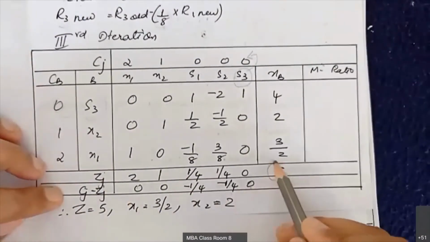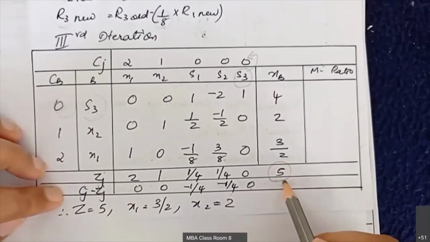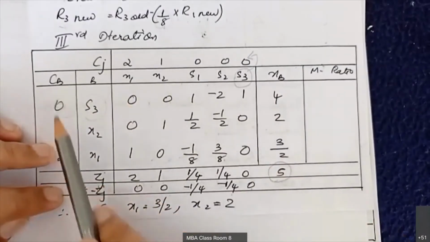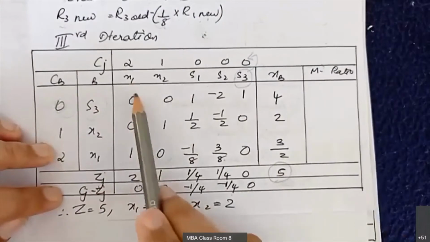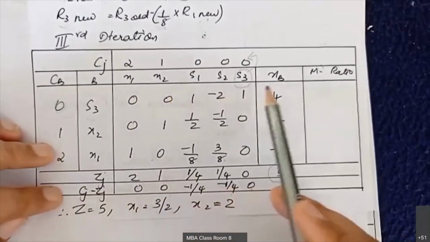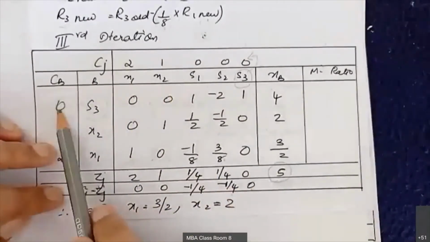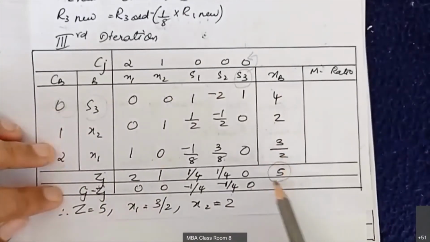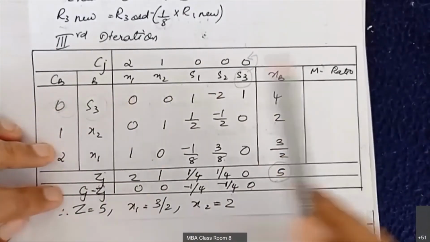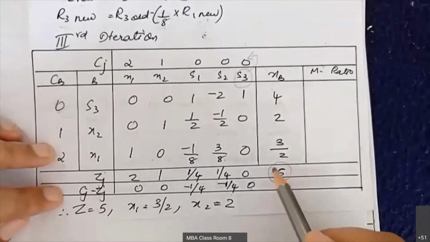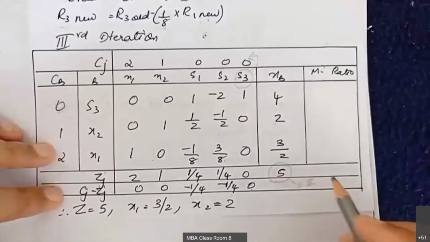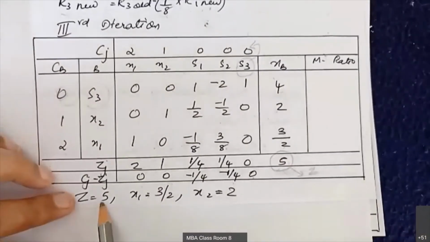Over here I have the value of z. How do you get this value of z? You are actually multiplying each column of CB with each column of x1, x2, s1, s2, s3 and xb, right? So when we multiply 0 into 4 plus 1 into 2 plus 2 into 3 by 2, I get a value 5. So this is our final simplex table. The answer that comes over here is the value of z. So z is equal to 5.